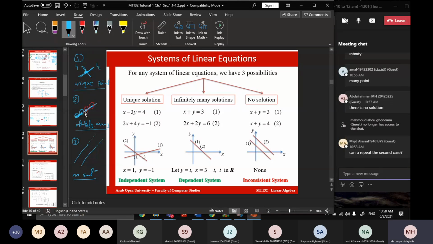In the second case, one line lies on top of the other. The two are on each other, as if they are the same line. So every point that satisfies the first will satisfy the second. Any point on the first is on the second, correct? And we know a line goes from minus infinity to infinity. You can extend it like that, up to infinity. So every point here lies in the second as well. So how many solutions will I have? Infinitely many solutions.